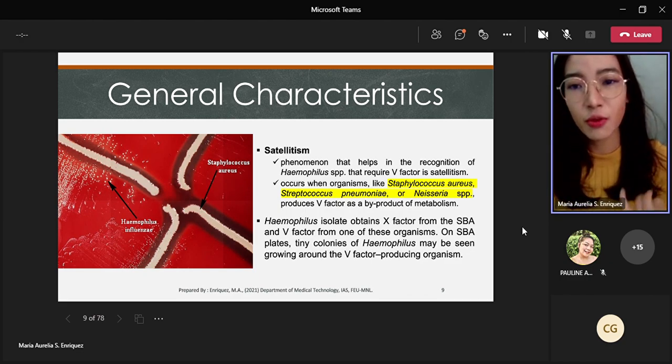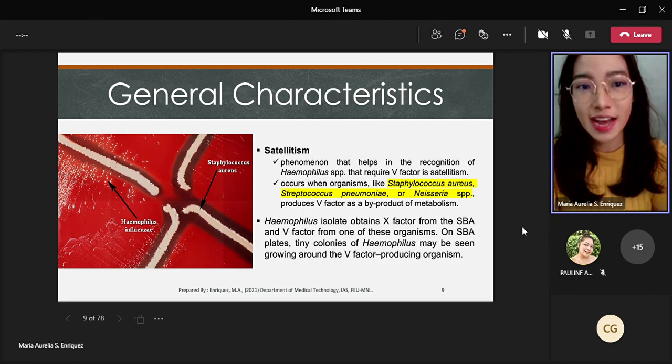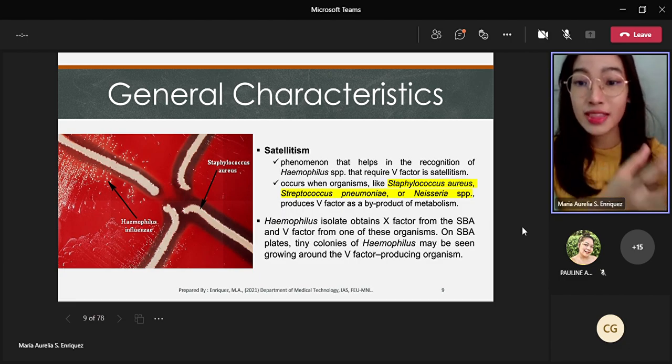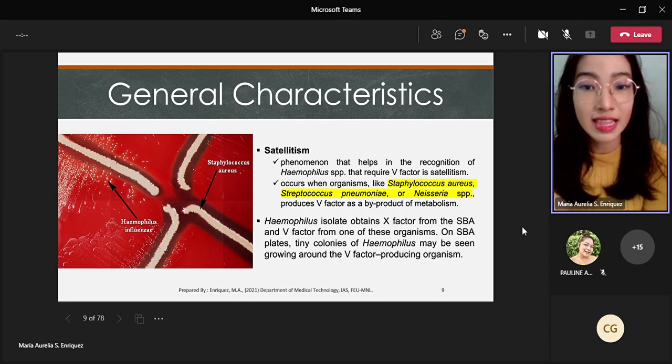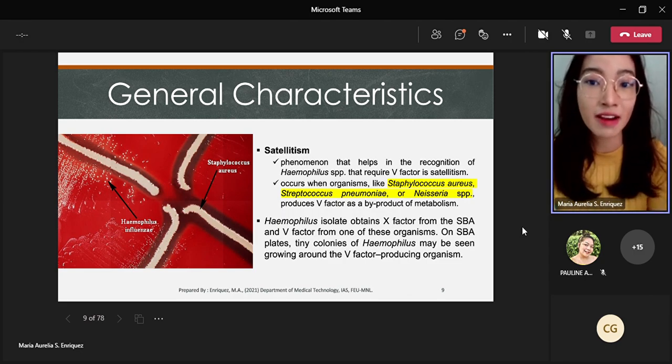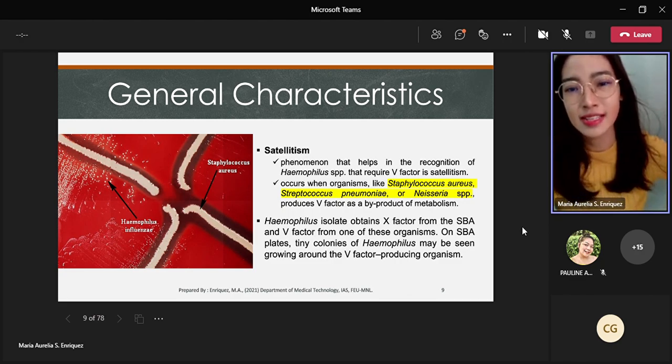Okay, so the organism would then cause lysis of the RBCs in the medium. So yung Staph aureus, yung nag-hemolyze ng RBCs dun sa medium, which would now release the V factor within the RBCs, making them available to the Haemophilus, and thus growth would be observed in the immediate surrounding of the Staphylococcus strain. So again, this phenomenon is known as satellitism.